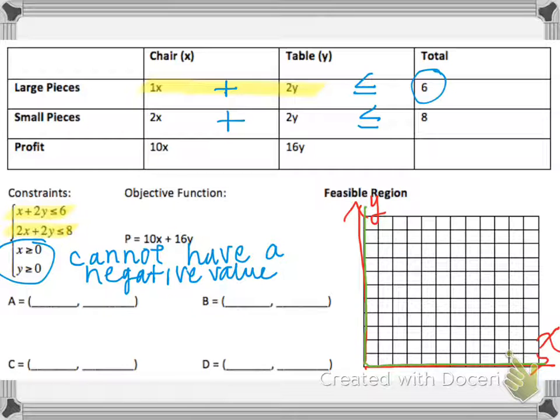Now I'm going to graph x plus 2y is greater than or equal to 6. So I'm quickly going to think about the y-intercept. So that means where x is 0. So if I plug in 0 for x, I get 2y is equal to 6. So y is equal to 3. So I'm going to plot that point.